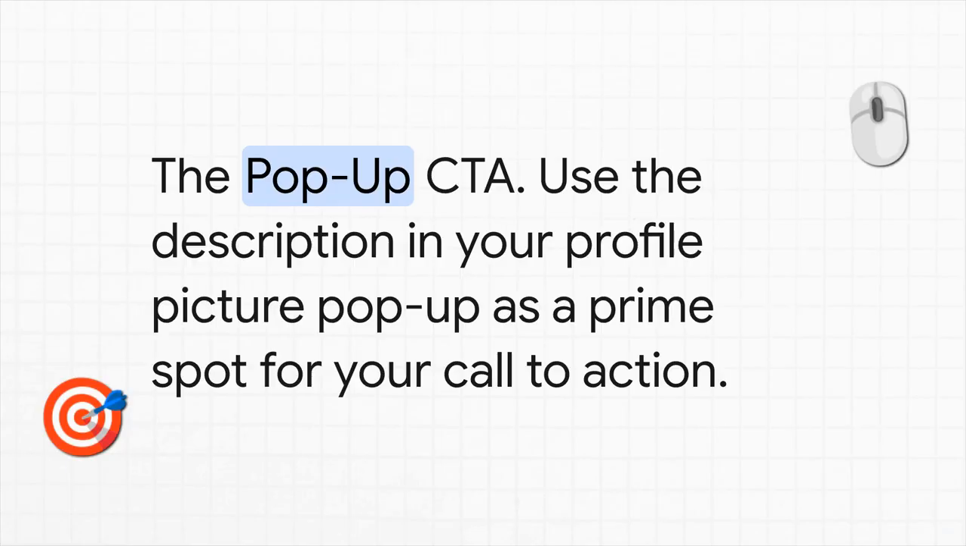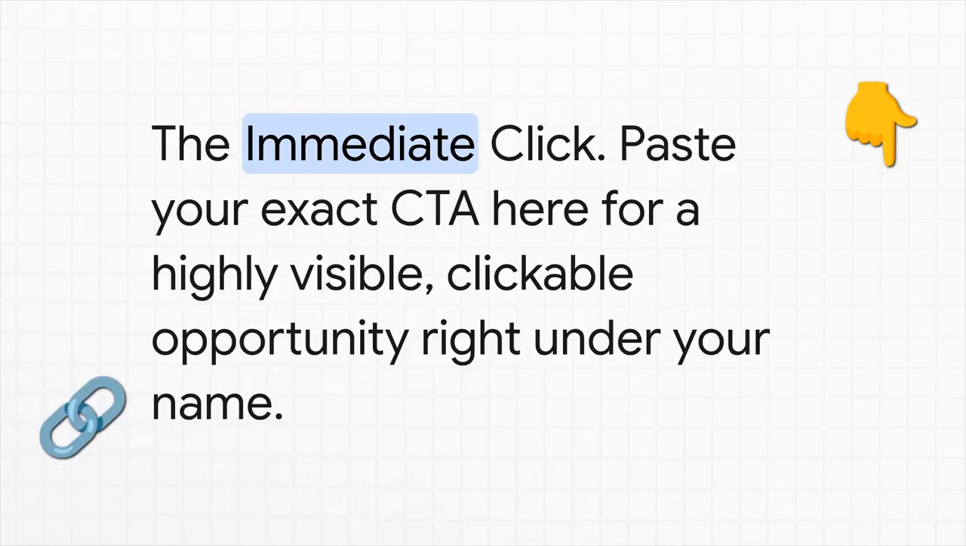Next up is a spot that's surprisingly effective and almost nobody uses it. You know when you click on someone's profile picture and it pops up? The description area for that photo is pure gold. It's a high-traffic spot, perfect for a hidden secondary CTA for anyone who's curious enough to click. Okay, now for the intro section. That little bio area right under your name. The advice here couldn't be simpler. You just copy and paste your exact same CTA from before.